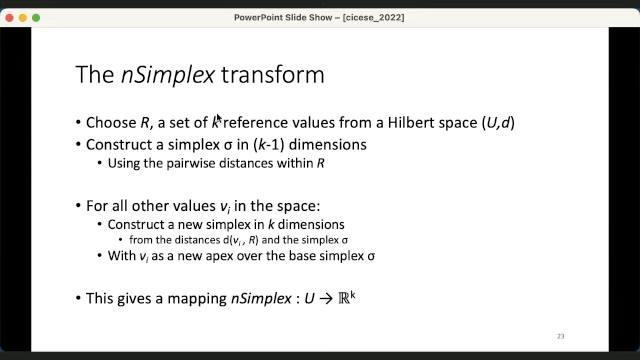So we've got the k points, we've constructed the k-1 dimensional simplex, and then for every other value in the original space, we can create a k-dimensional simplex by calculating the distance from that value to all the k elements of R, and finding a unique point in the k-dimensional Euclidean space, with the k-1 dimensional simplex used as a base. Think of a triangle as the easiest base, and you're forming a new apex. This is easy in 3 dimensions. So I've got a picture. This then maps every object in the Hilbert space into a single coordinate in the k-dimensional Euclidean space.